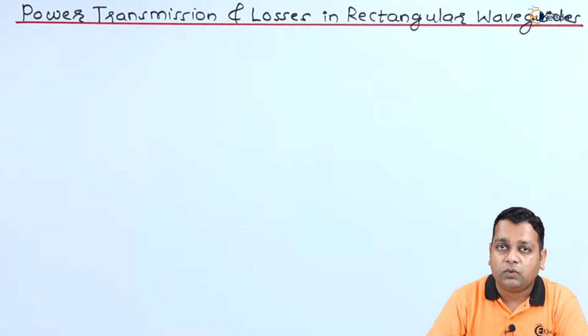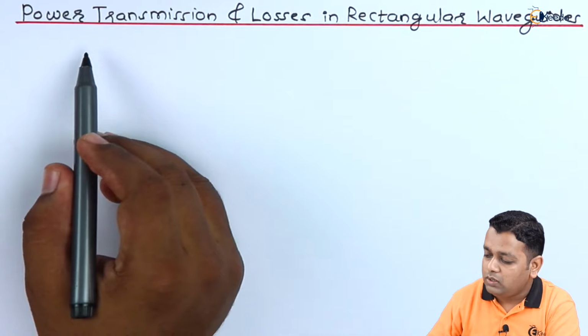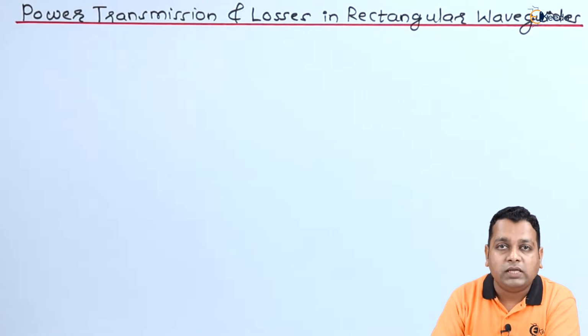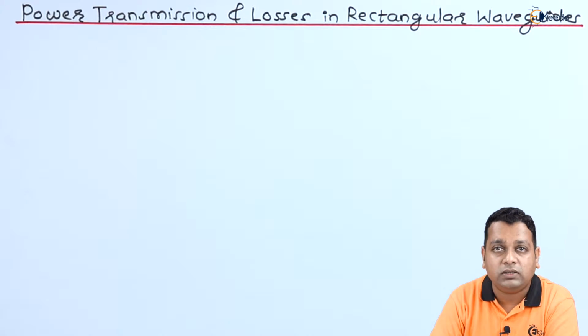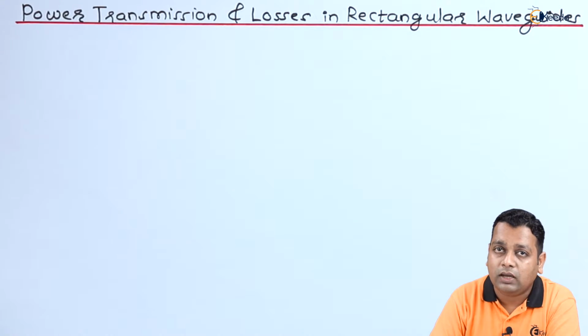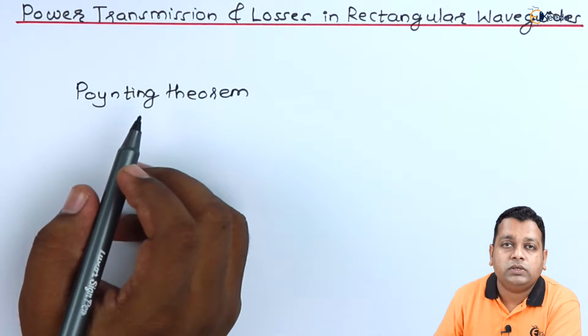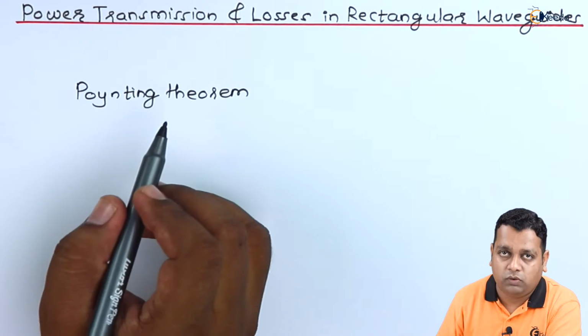So here we start with our topic. The topic is power transmission and losses in the rectangular waveguide. As we know, microwave is basically the electromagnetic wave with the specific frequency range of 1 gigahertz to 300 gigahertz. The power behavior in the microwave transmission is again governed by the Poynting's theorem. So the Poynting's theorem will give us the information in the complex form here.